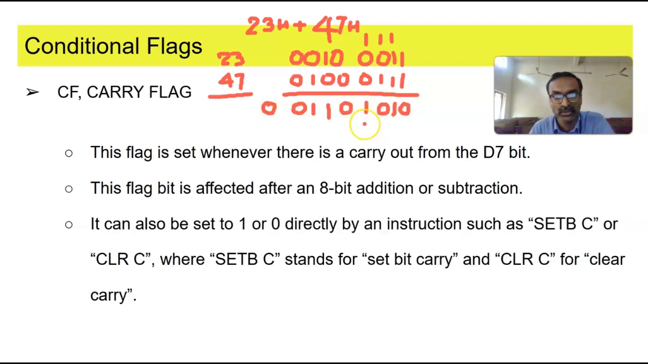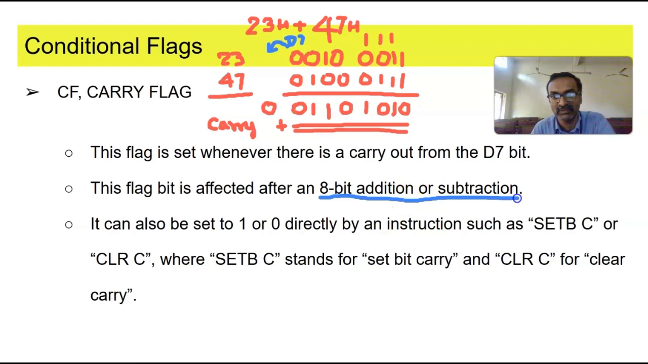So when you are adding two 8-bit numbers, your answer is an 8-bit number plus a carry bit. Whenever there is a carry out of the D7 bit, so this is D0, D1, D2, D3, D4, D5, D6, D7. This is the D7 bit. Whenever there is a carry from this bit to the next position, the carry flag is set. And this flag is affected after an 8-bit addition or subtraction.